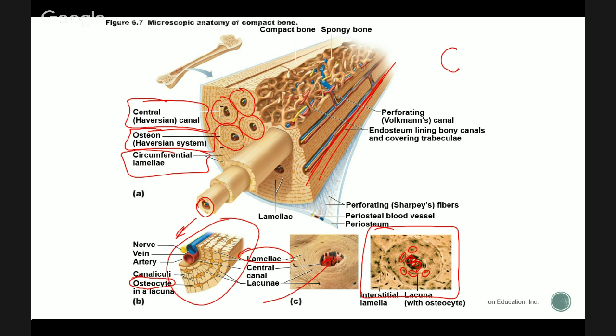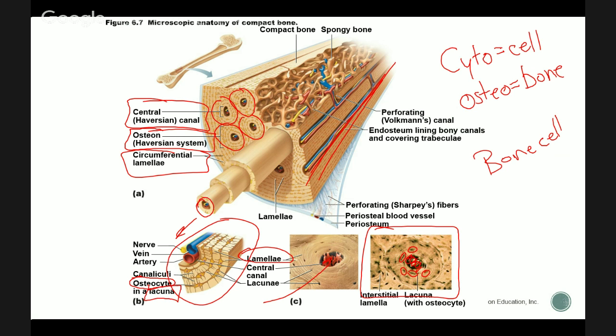Remember, cyto refers to a cell. Osteo refers to bone, right? So an osteocyte is a bone cell. What are the different types of bone cells? They're different stages of bone cell development. Osteocyte is the adult version of a bone cell. It's the grown-up, the mature bone cell. And the mature bone cell lives inside that little hole, which is called a lacuna.